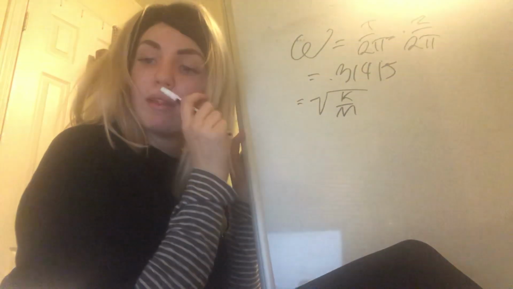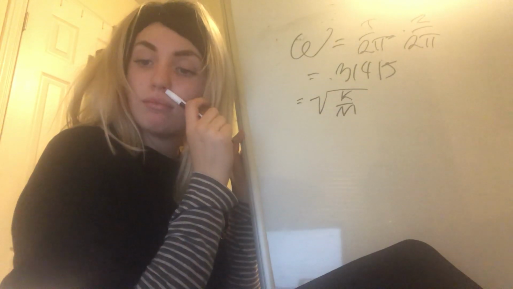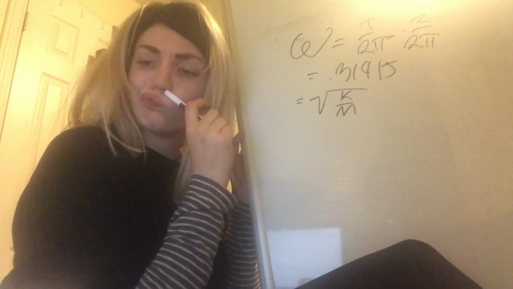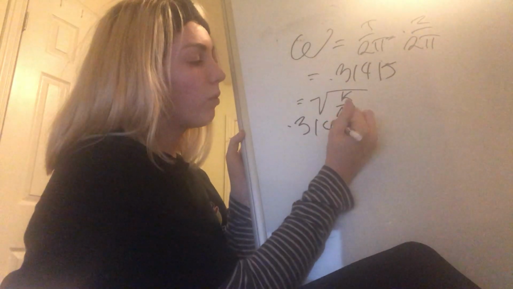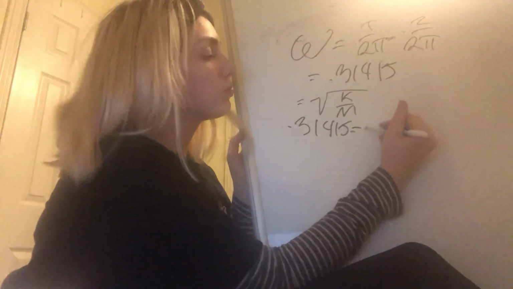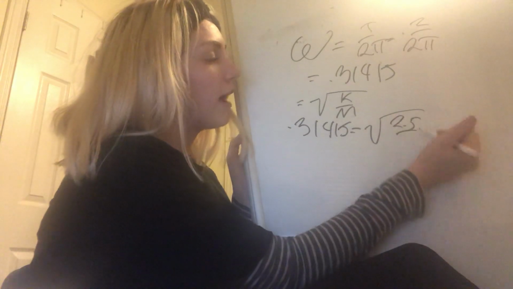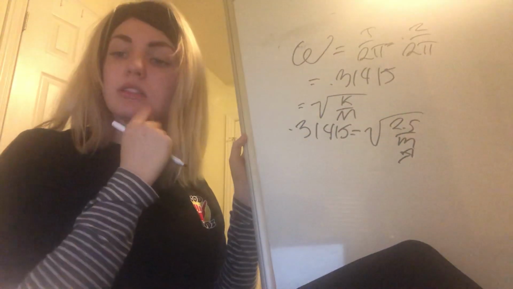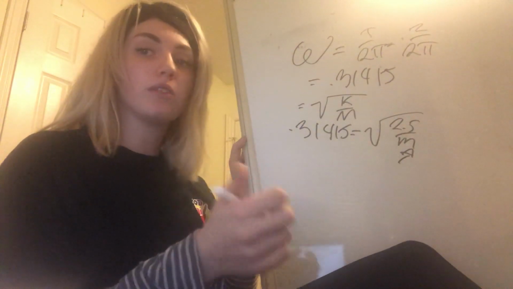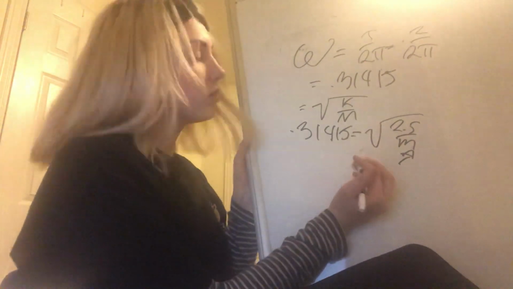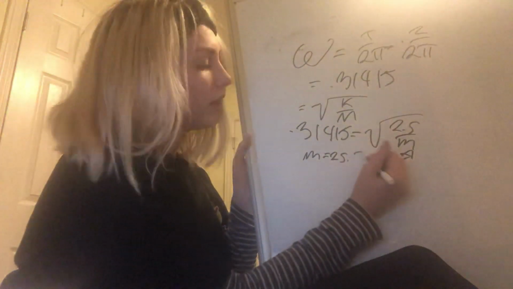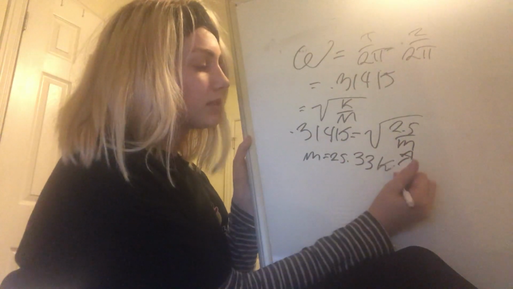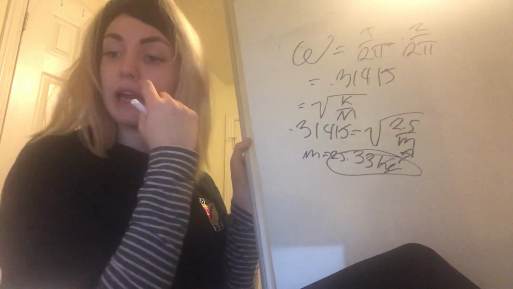And so we know that 0.31415 equals root 2.5 over M, and M is what we're solving for. So after doing some rearranging and solving for M, I got that M equals 25.33 kilograms. And I'm going to be using this in part B and in part C.